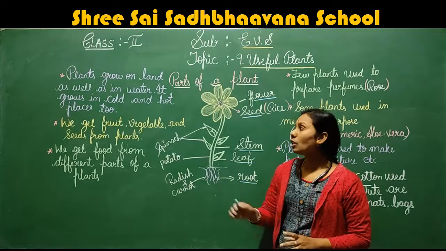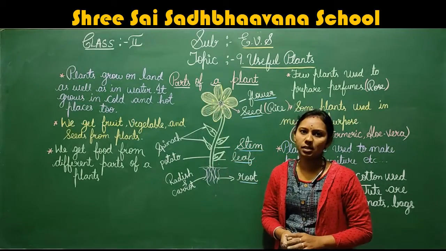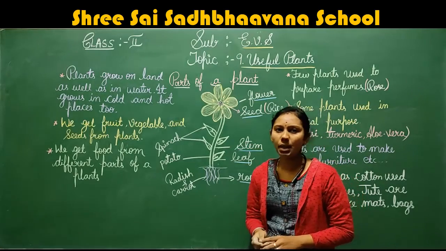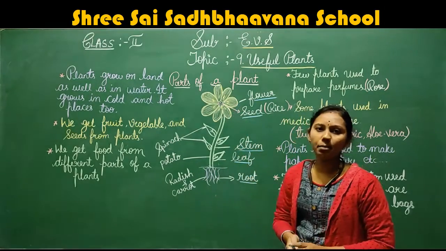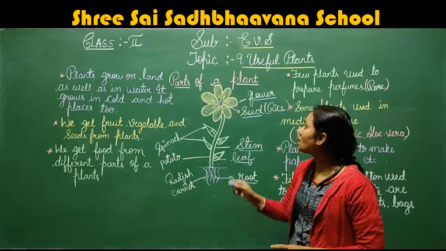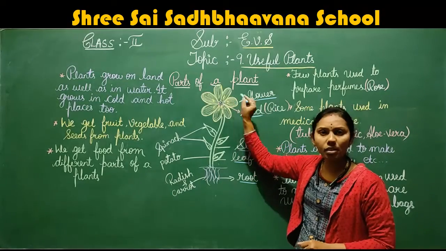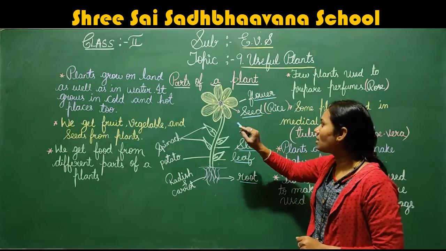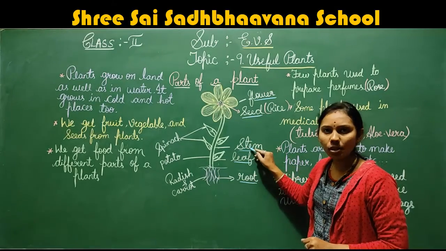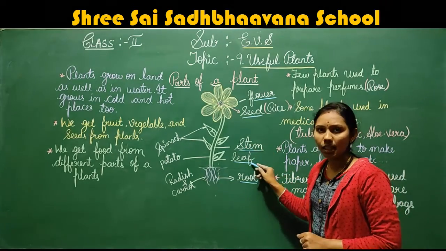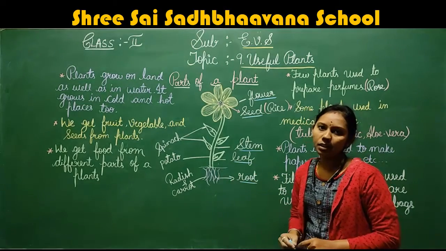Okay, before going further, let us see what parts of plants we can see. In the plants, there will be many parts, right? So what parts will we have in plants? First, you can see the flower. Can you see the flower in the plant? Yes. Seeds you can see. Stem you can see. Leaf, we can see leaf and the root.